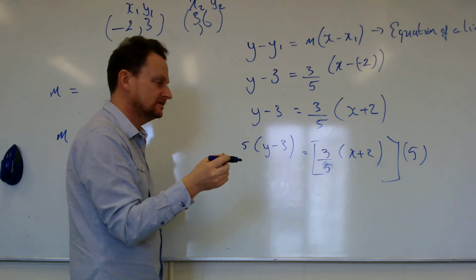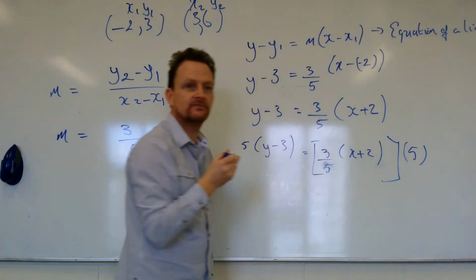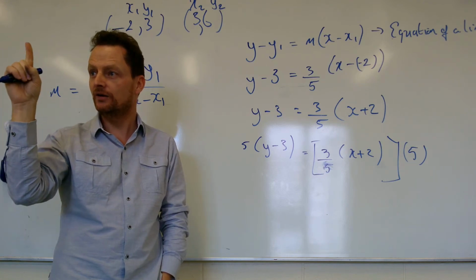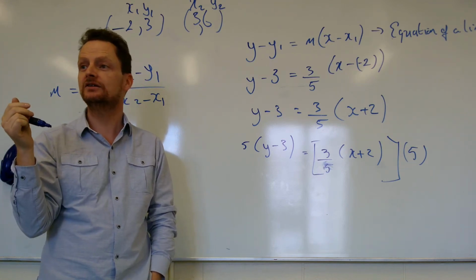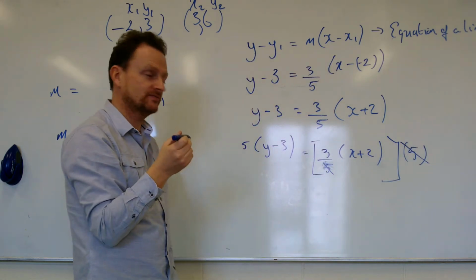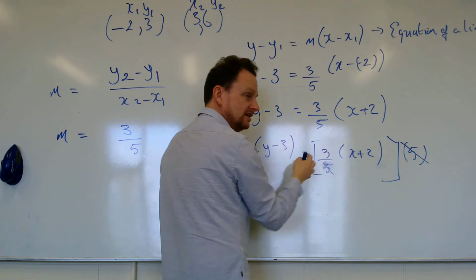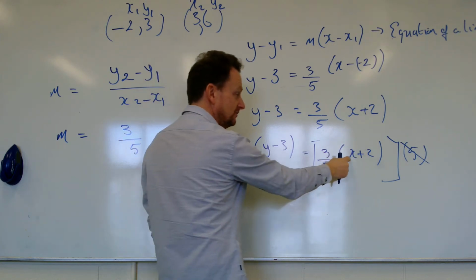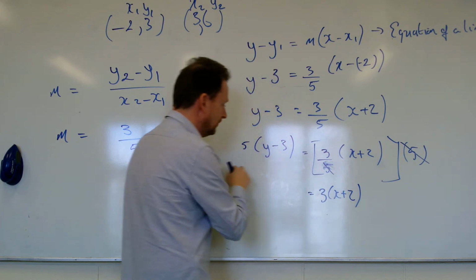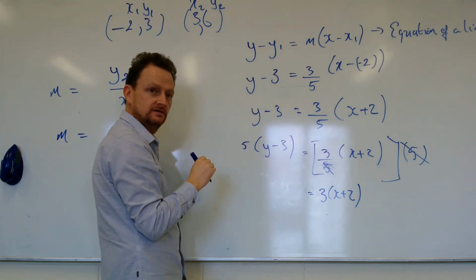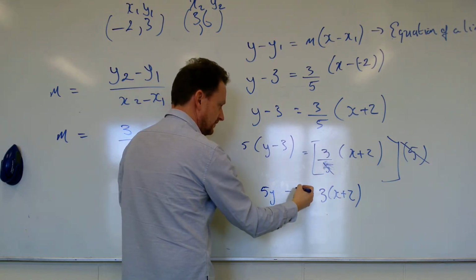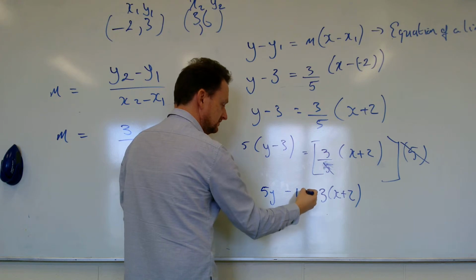What happens to that 5 and that 5? They divide into each other and become 1. 1 divided by 1 is 1. So actually, that's going to save you a lot of work. So that leaves me with 3 times x plus 2 on this side. And what do I do with this side? 5y minus 3 times 5 is 15.